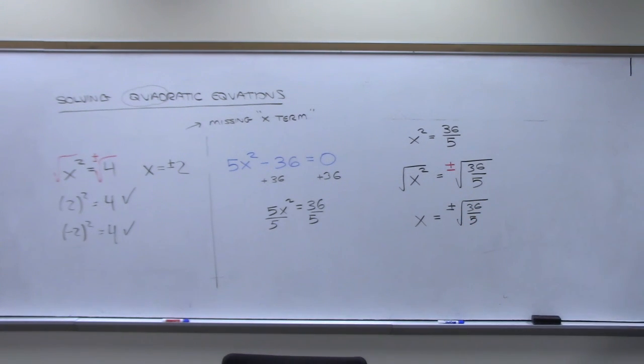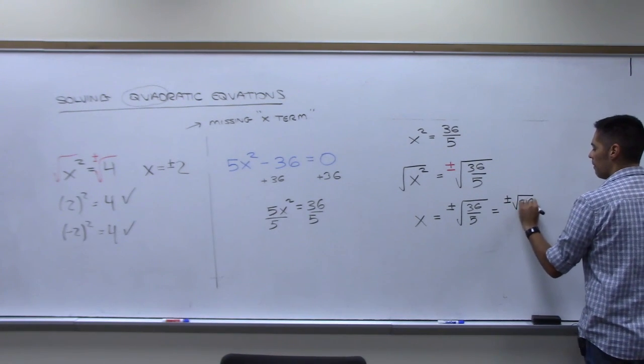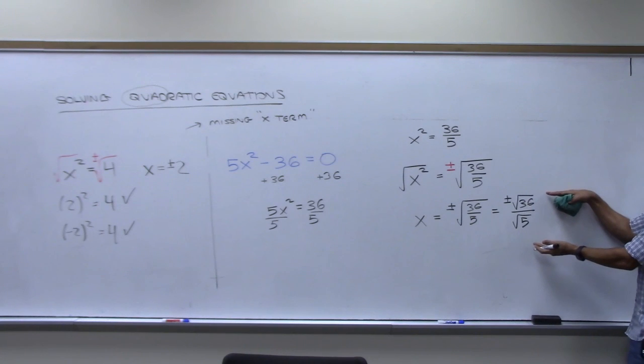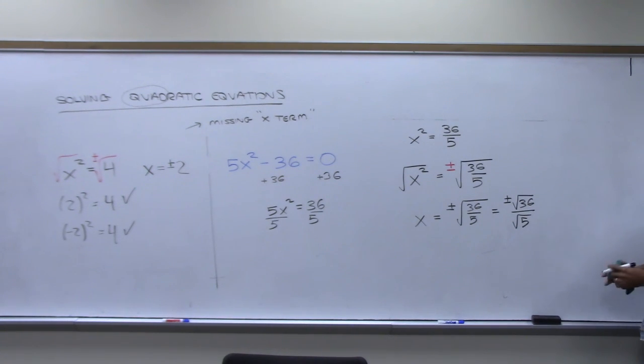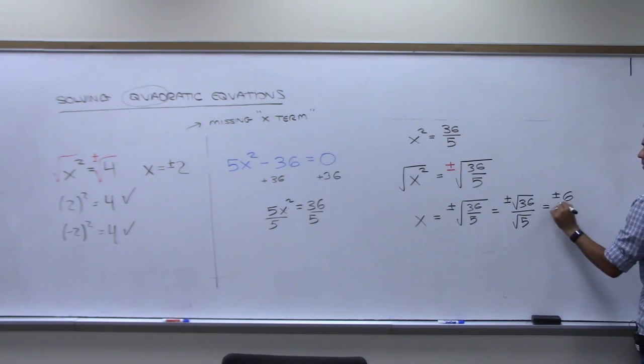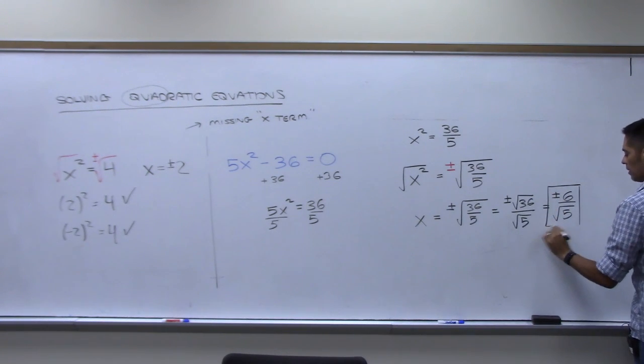Does anyone recognize that 36 is a perfect square? It's 6 squared. So I could do this, plus or minus with square roots. You are allowed to break it up. If it's division, you can split it into 2. And then I do the square root on the top, which is 6. And then on the bottom, I'm going to leave it because I can't break down 5. I'm just going to leave it like this.